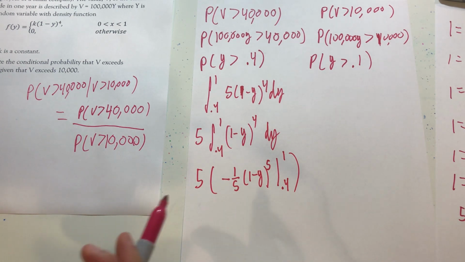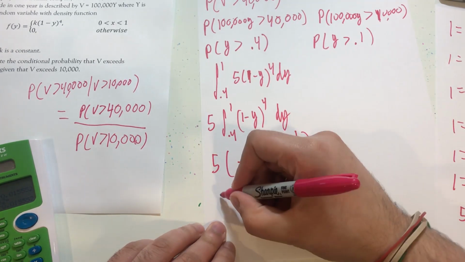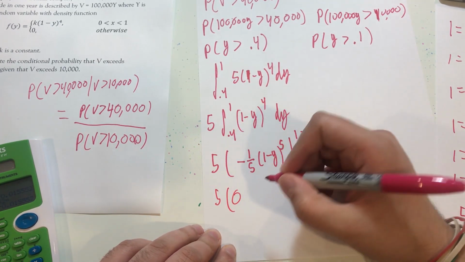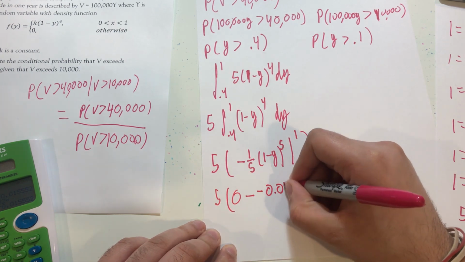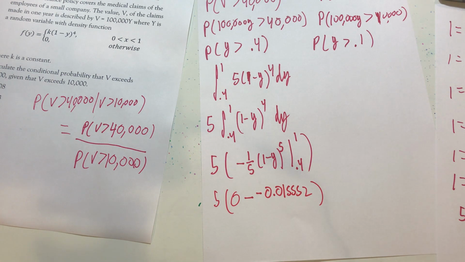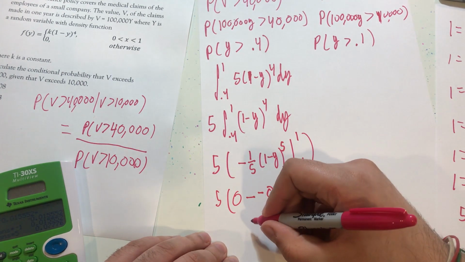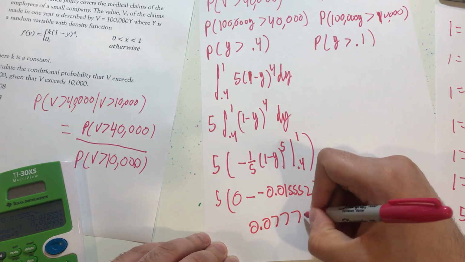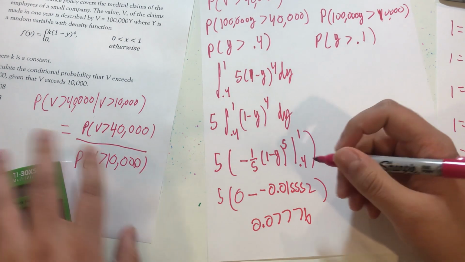is 0.07776, sorry, 0.07776. And then multiplied by negative 1/5. Right, evaluating this at 1 gets us 0. So this is going to be 5 multiplied by 0 minus negative 0.015552. And evaluating that whole thing gets us the following, 0.07776. Okay, and that's our numerator right here.